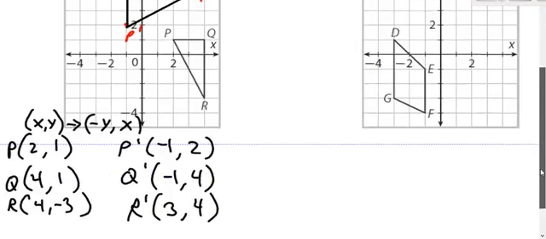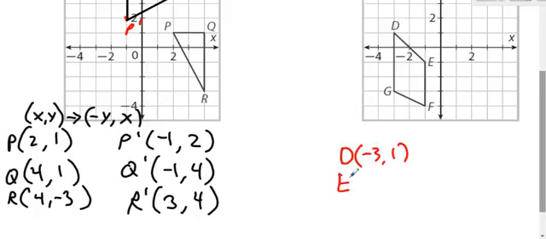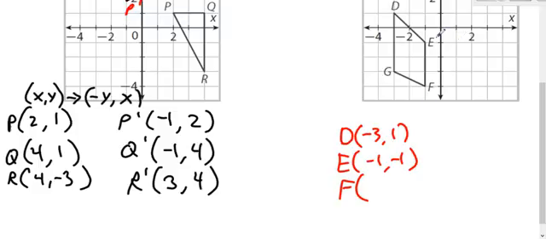We do the same thing. We need all the coordinates for D, E, F, and G. Negative 3, 1. Negative 1, negative 1. Negative 1, negative 4. And G, negative 3, negative 3.